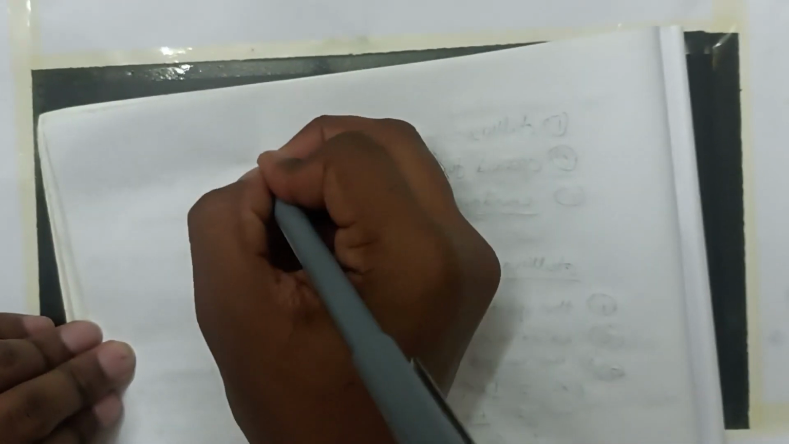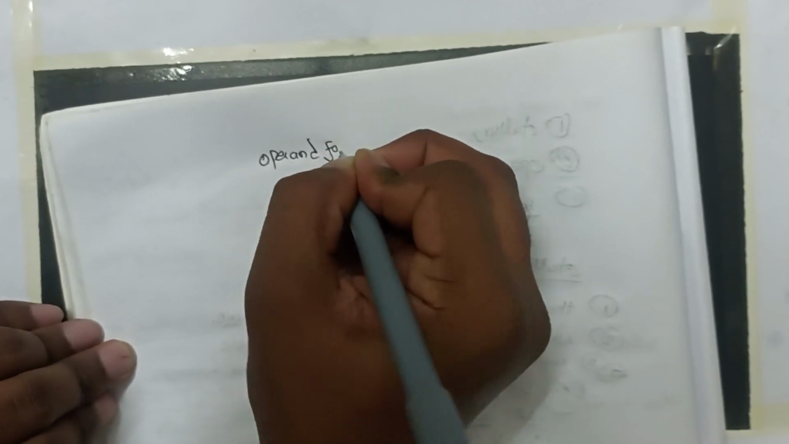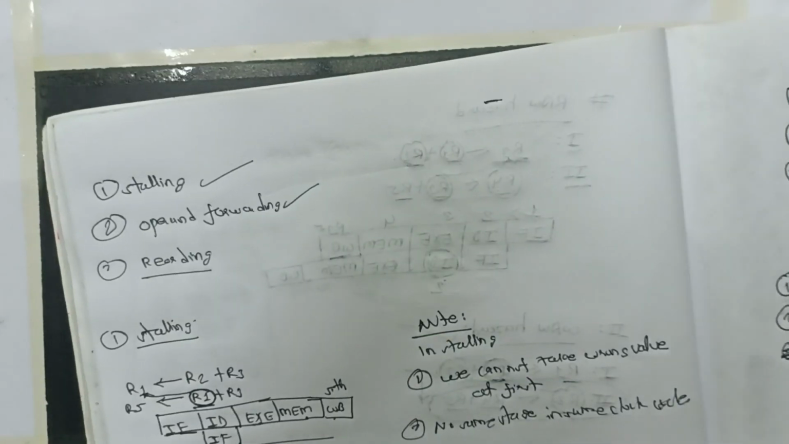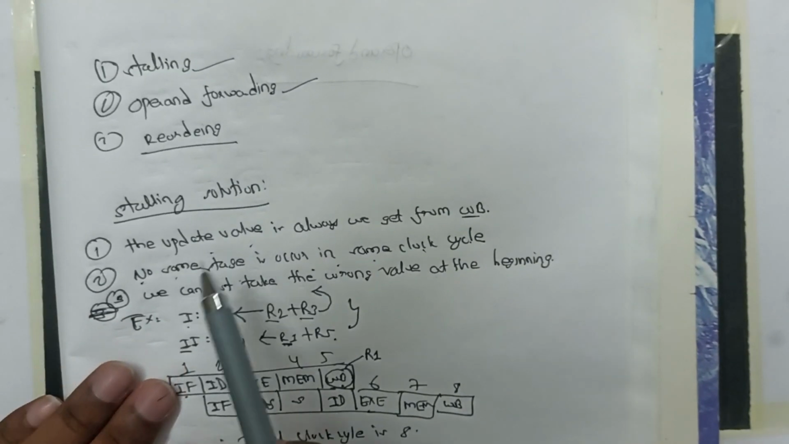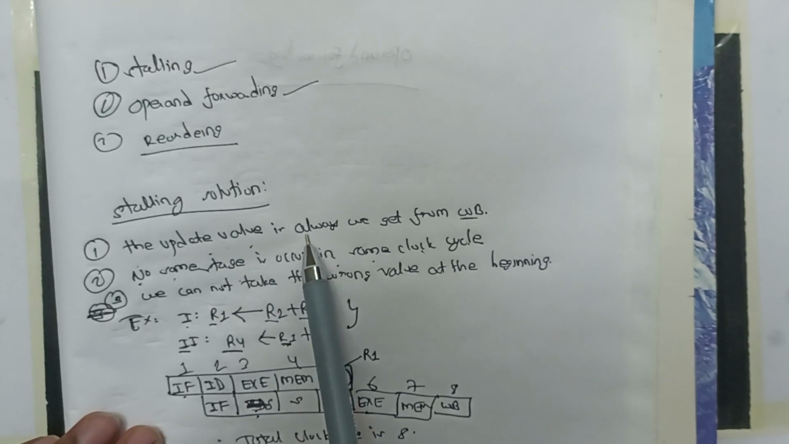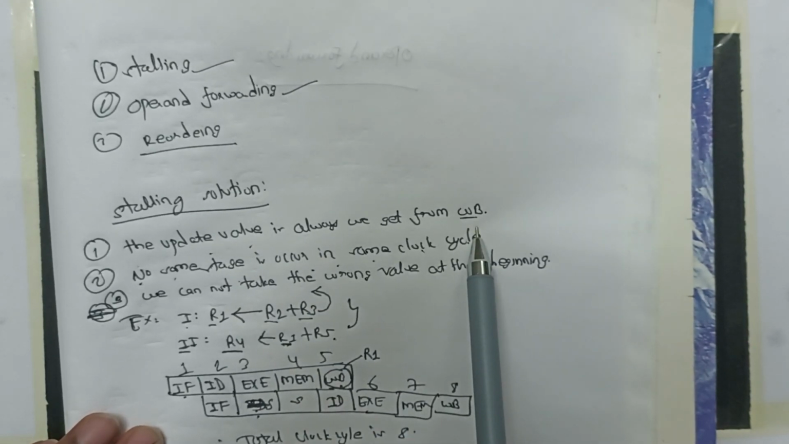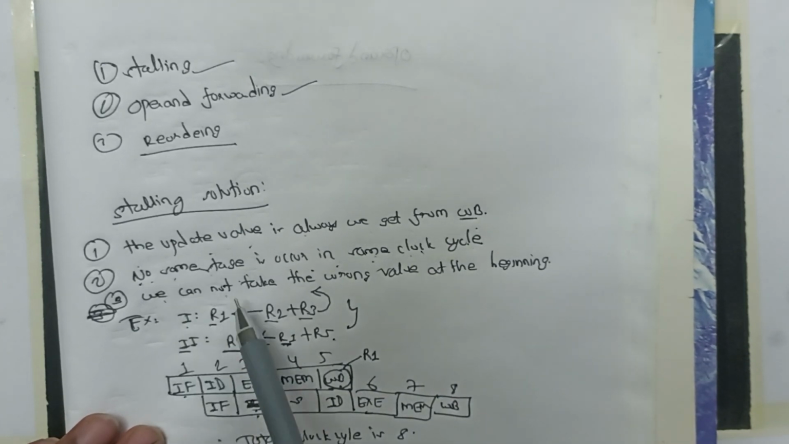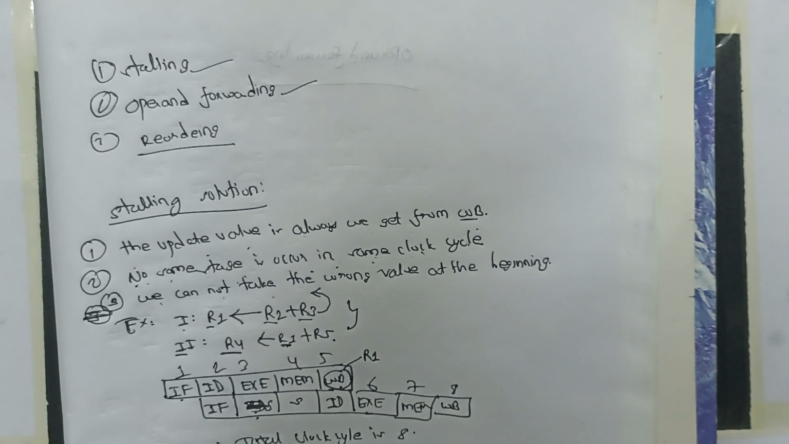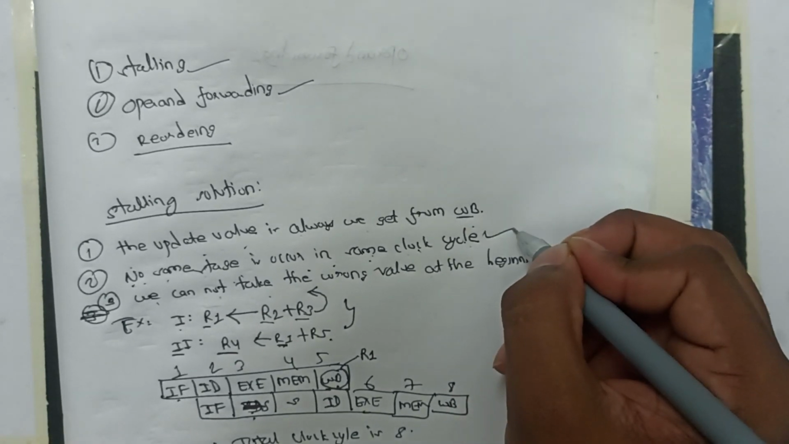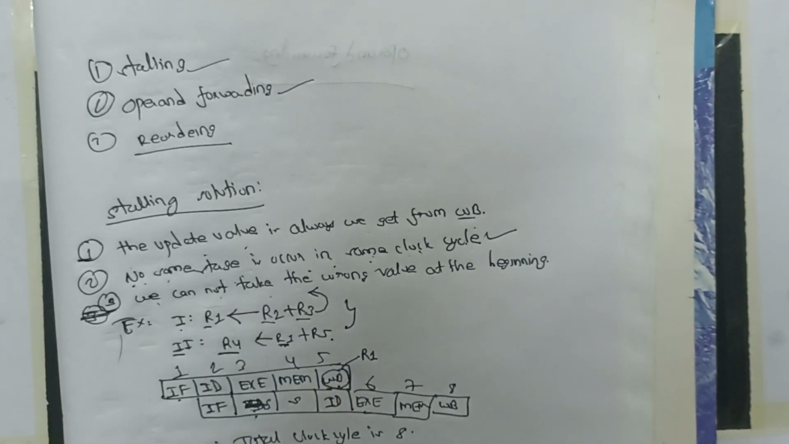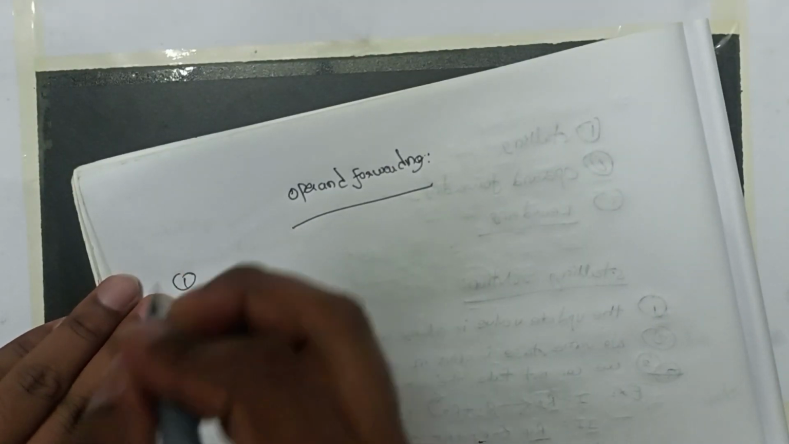Let's talk about operand forwarding. I told you there are 3 points to remember in stalling. That is, the updated value we always get from the write back. No same stage occurs in the same clock cycle, and we cannot take the wrong value at the beginning. The second point is the same for operand forwarding, but the first and third points change for operand forwarding. What is the first point of operand forwarding?